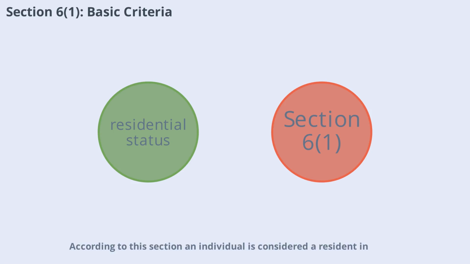According to this section, an individual is considered a resident in India if they satisfy either of two conditions. First, if they stayed in India for 182 days or more during the relevant previous year. Second, if they stayed in India for at least 60 days in the relevant previous year and for a total of 365 days or more in the 4 years preceding that year. These rules are designed to capture both long-term and frequent short-term stays in India.